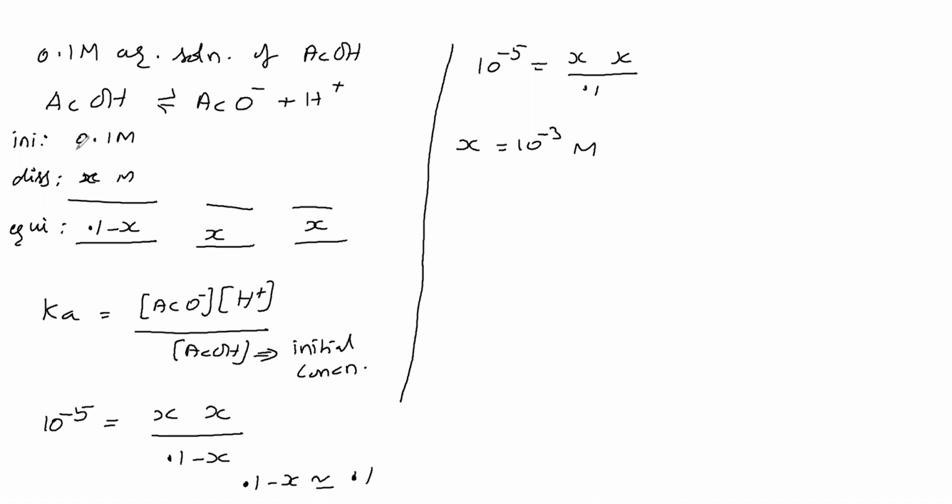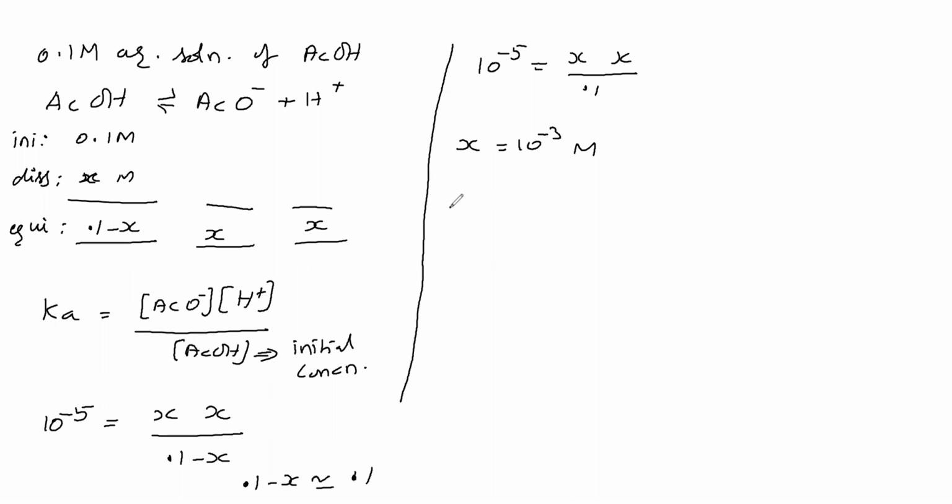Suppose we take the initial concentration as less, that means 0.01, then we can neglect x. If we take 0.001, we can neglect x. If the concentration is greater than 0.1, then we cannot. Therefore, we have to see the initial concentration, and at the same time, we also have to see the equilibrium constant.